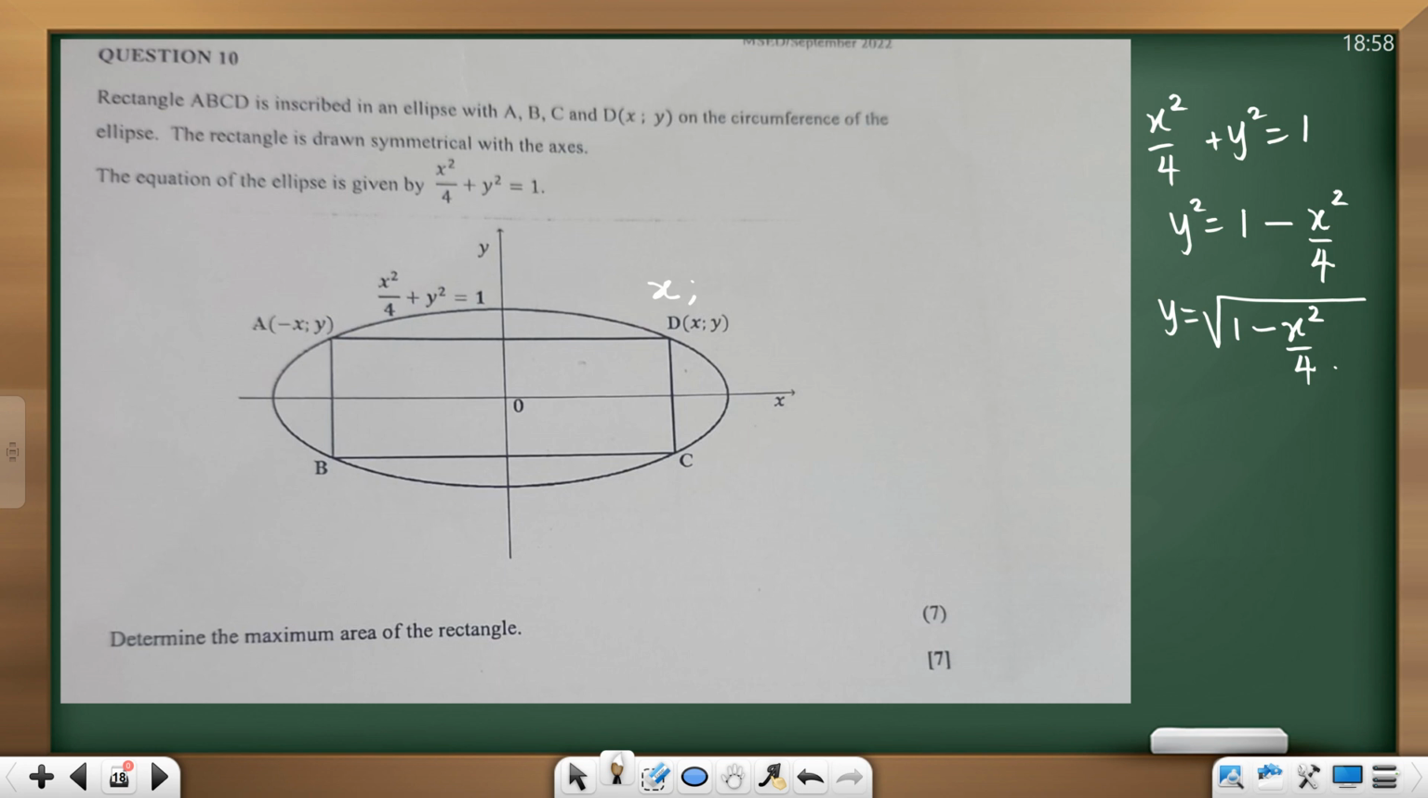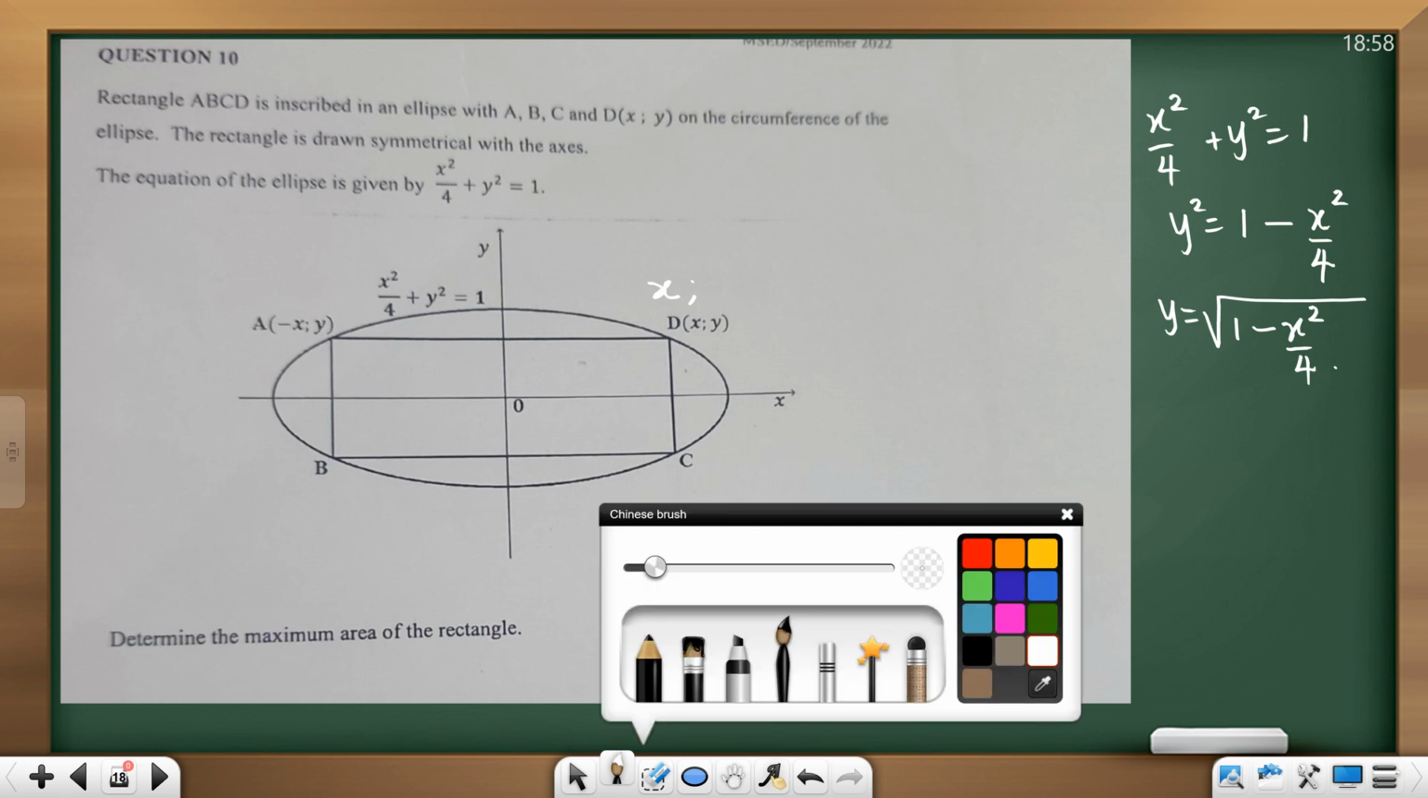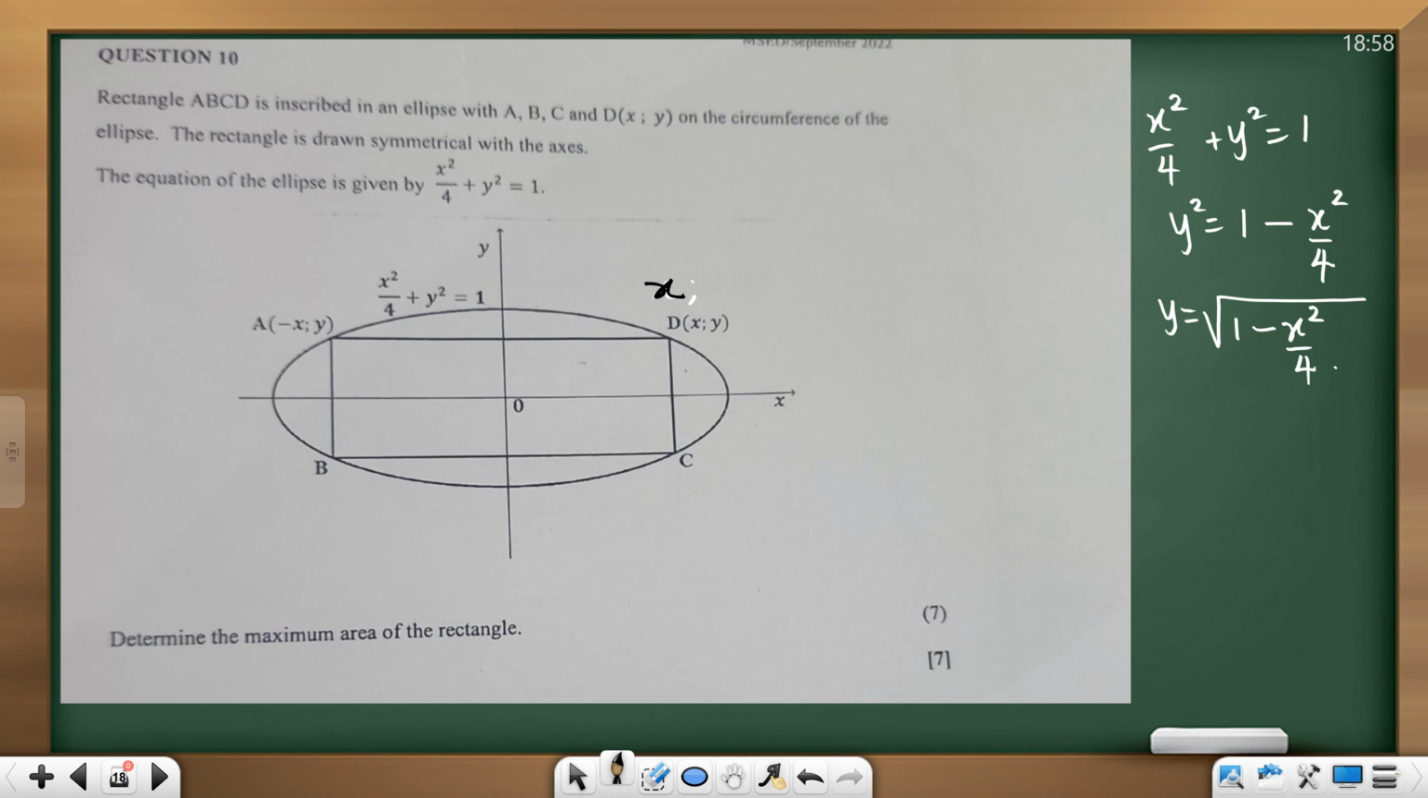No, I'm not changing anything. I'm just looking for y. Are you okay with y there? Good. So what is the coordinate of D? x, and y is the root of 1 minus x squared over 4. What is the coordinate of A? Negative x, root of 1 minus x squared over 4. Makes sense? Good. Now, they said maximum area of a rectangle. What's the area of a rectangle? Length times breadth. Is that fine?